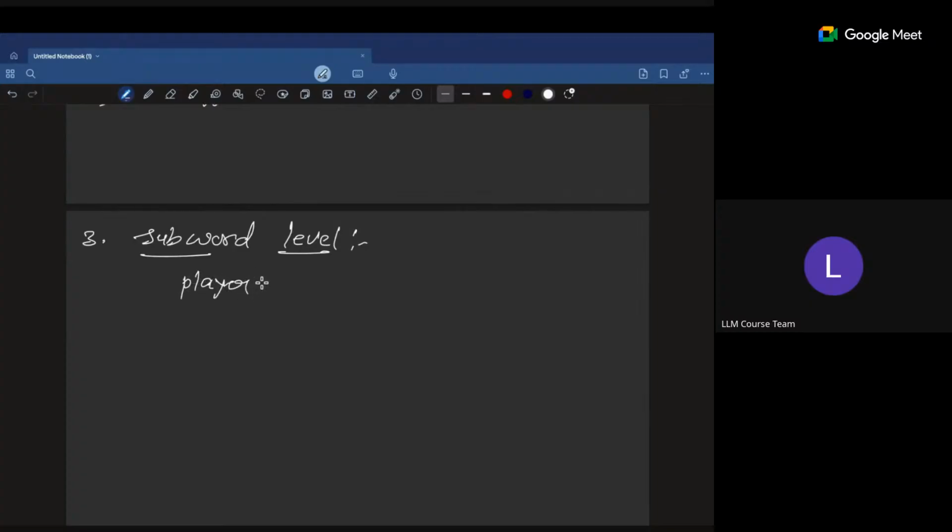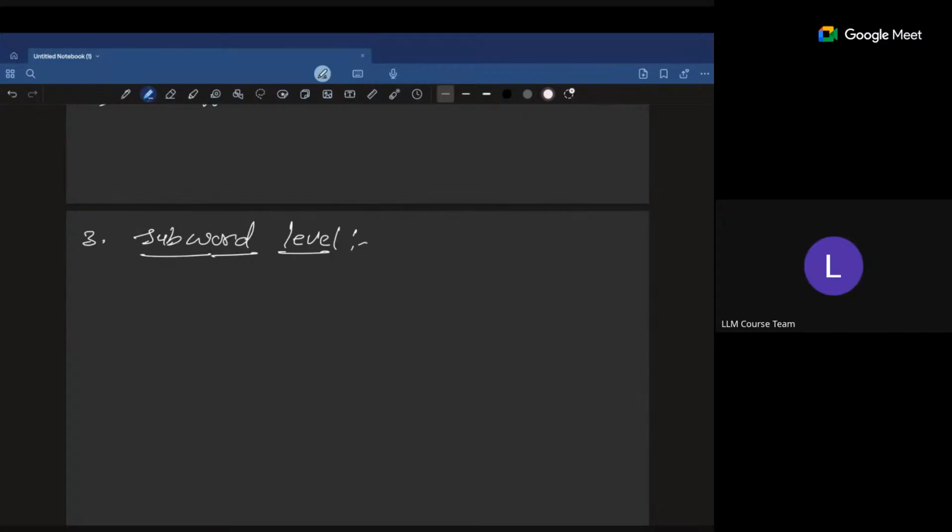Player is a word in English, so it can be play plus er, and those subwords may have meaning. They may not have meaning as well. So it could be like PL as one subword, or LAY as some other subword. Those subwords may or may not contain meaning, but you can think of them as substrings of that particular string, or of different words. These are the subword-level tokenizers that we are going to learn in this particular week.